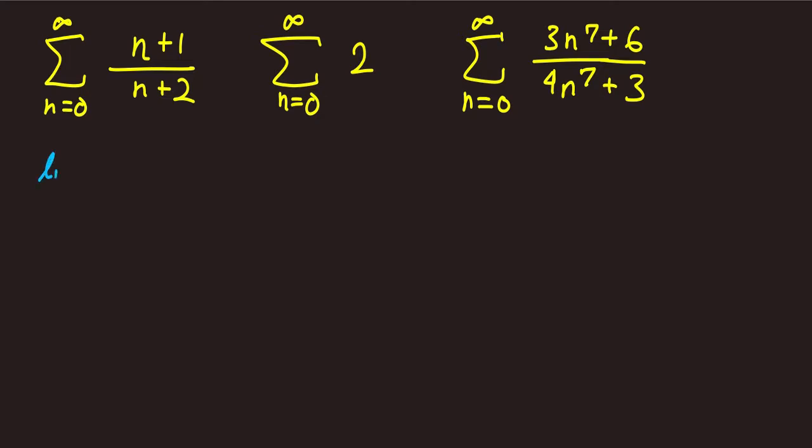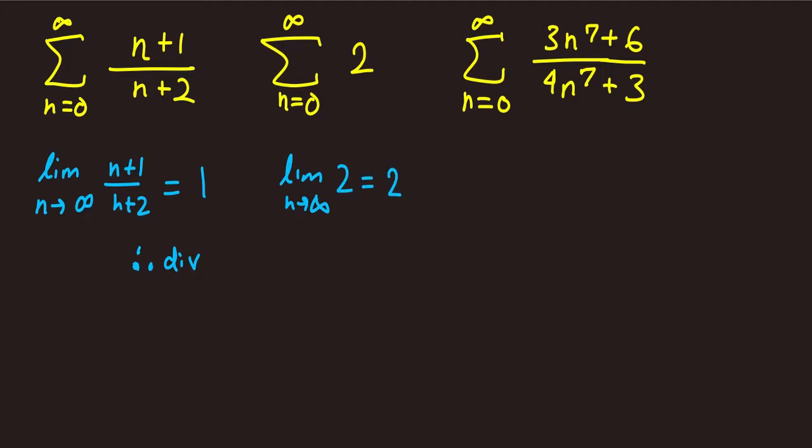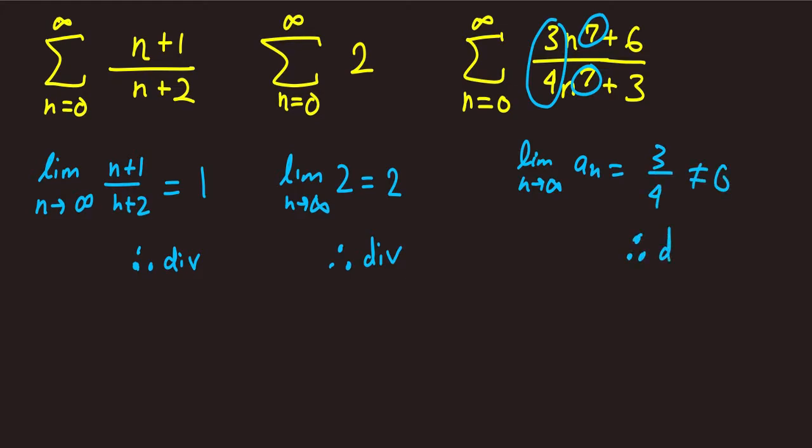So for the first example, if we take the limit of (n+1)/(n+2), if you remember from your previous calculus courses, if you have a numerator that has the same degree as the denominator, you can just divide by the coefficients of the highest degree terms. In this case, it's just 1 and 1, so you get 1. And the second example is just a constant function of 2, so if you take the limit, it's just going to be 2, and that diverges as well. And then for the final example, again, the highest degree term is the same for both, so you get a value of 3/4 if you take the limit as n goes to infinity, and you will get divergence.